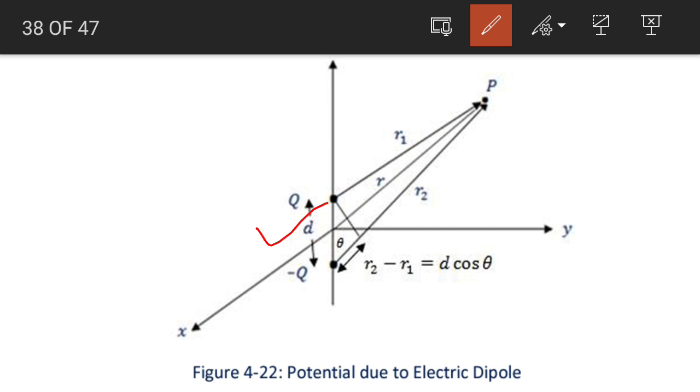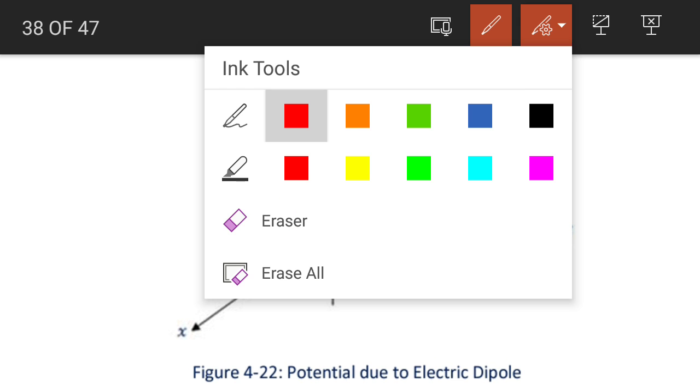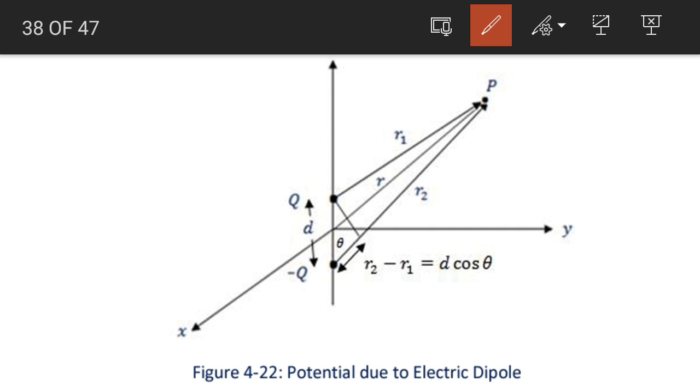The center of the electric dipole is located at the origin of the rectangular coordinate system. You see, R1 is the distance between the positive charge particle and point P. R2 is the distance between the negative charge particle of the dipole and point P, and R is the distance between the center of the dipole and point P. If you look at the triangle over here, this R2 minus R1, which is basically the base of this triangle, will be equal to d cos theta.